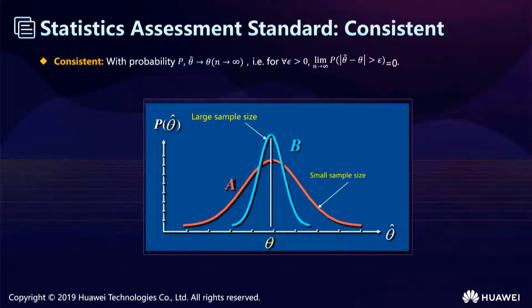Let's see the last standard, consistency. Consistency uses probability to calculate the probability of the difference between the estimator and the true value being larger than some error, and then the probability should tend to 0. If it is very close to 0, it will be consistent. That is how to judge the estimator with the consistency standard.